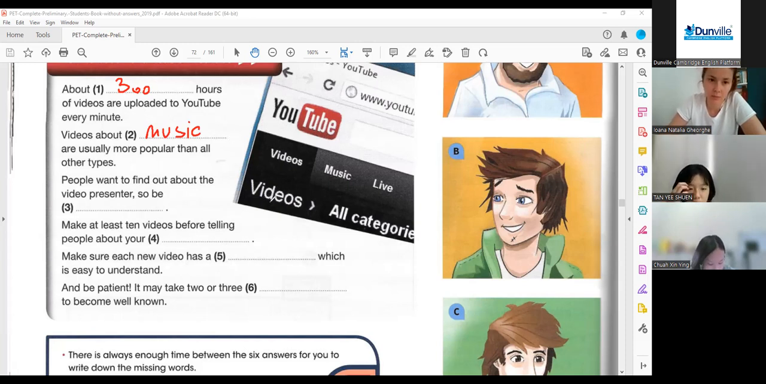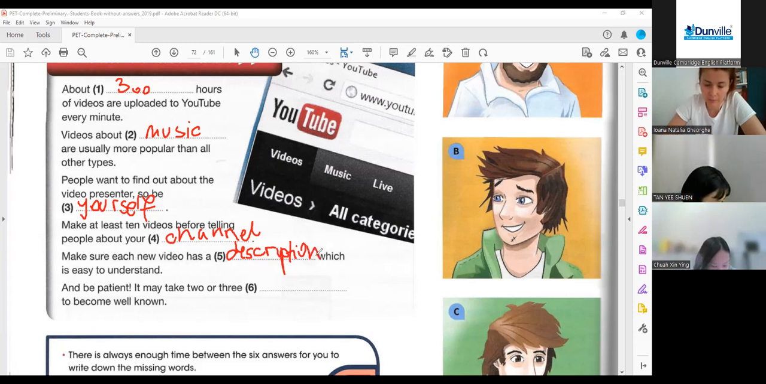Number 3, Singing. People want to find out about the video presenter, so be yourself. Be yourself. Yeah, excellent. Number 4, Tan. Make at least 10 videos before telling people about your channel. Yeah, channel. Excellent. Number 5, Singing. Make sure each new video has a description which is easy to understand. Perfect. And number 6, Tan. Be patient. It may take 2 or 3 years to become well known.